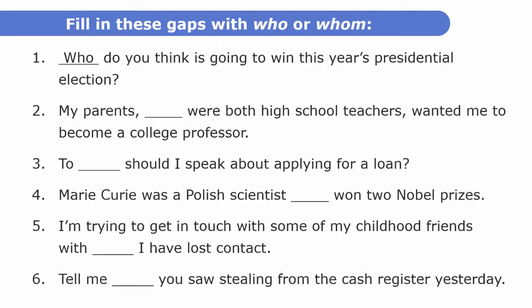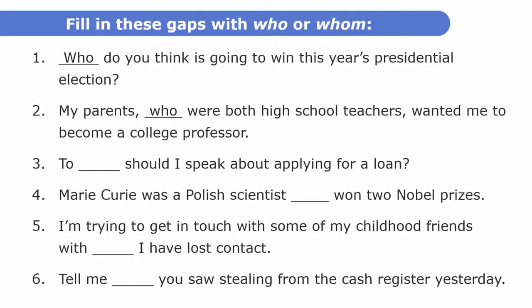In number 2, we have relative clauses, and we are interested in the clause in the middle. Now, if this clause was a separate sentence, we can fill in the gap with they. We can say they were both high school teachers. They means my parents. So the correct relative pronoun, again, is who. My parents, who were both high school teachers, wanted me to become a college professor.